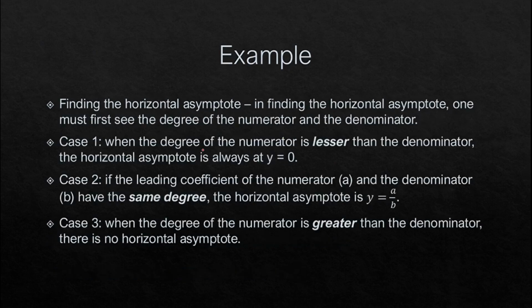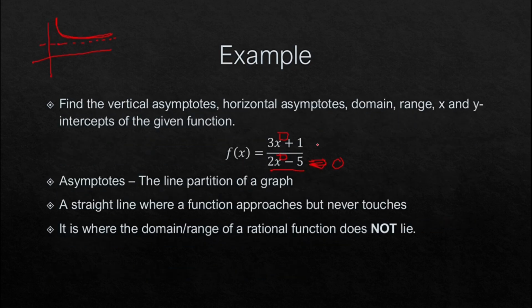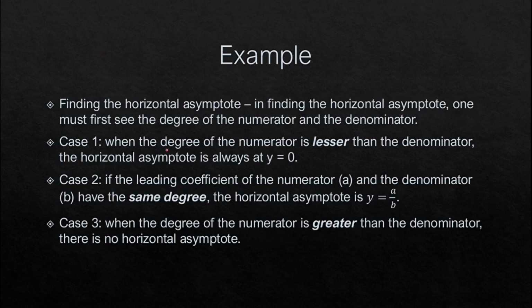Case 1, when the degree of the numerator is lesser than the denominator. Example, sabihin example dito may x equals to 1 and sa baba na naman is 2. Sabihin lesser ang degree ng numerator with the degree of the denominator. Then the horizontal asymptote is always y is equals to 0. So always may invisible line na nag-approach ang graph kung the degree of the numerator is lesser than the denominator, at y is equals to 0.